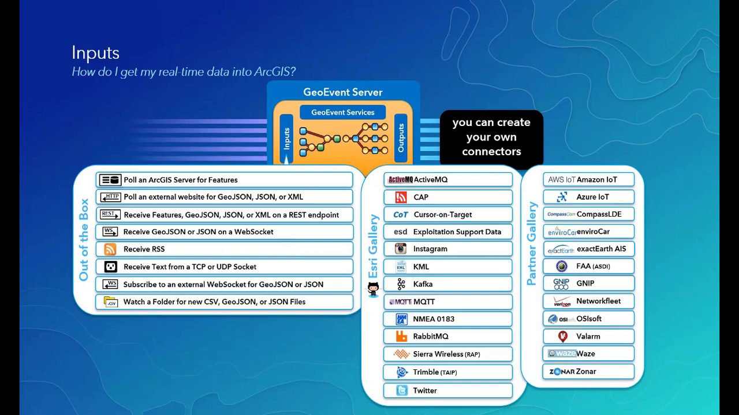There's the Esri Gallery, which I pointed out earlier, where there are a number of input connectors that are not out of the box, but they can just be brought in and deployed very simply. And then there's also a partner gallery. A lot of our partners do create custom input connectors. You can create your own. There's an SDK available for you to build your own input connectors.